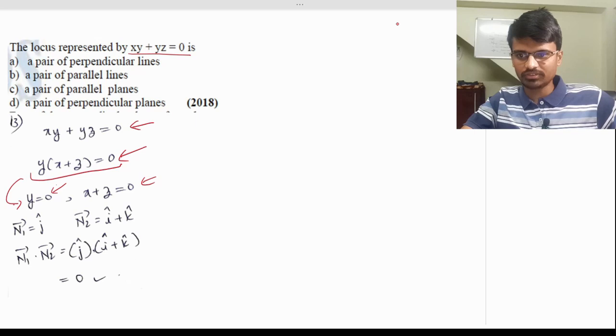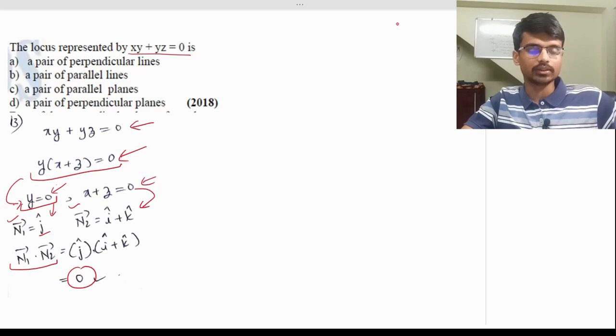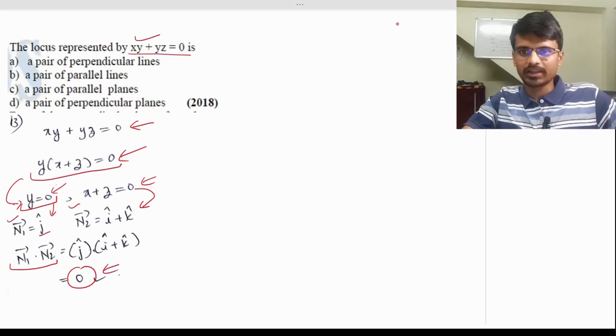If this is my equation of plane, what is the normal vector that I have? I only have j cap. For the other plane, my normal vector is, from the coefficients of x and z, i cap plus k cap, right? So I have got the normal vectors of these two planes. If I take the dot product of these two vectors, I'll get 0. What does that mean? That means these two planes are perpendicular because their dot product is 0, right? So the locus represented by this equation is nothing but a pair of perpendicular planes. Okay, moving on.